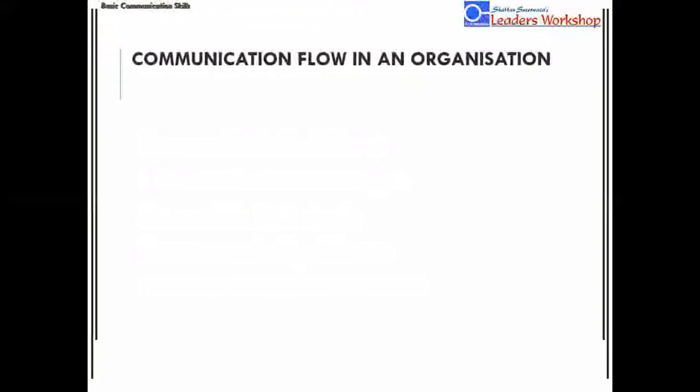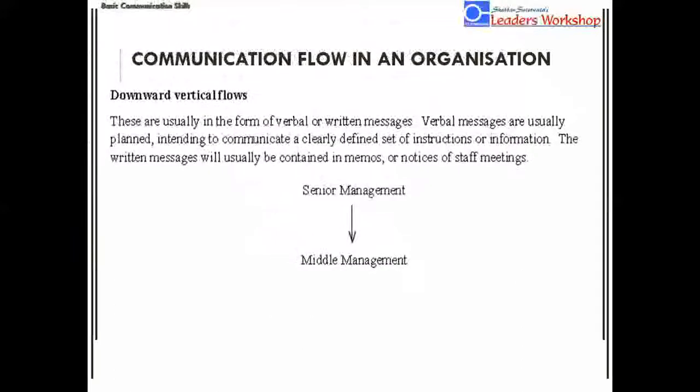Now let's look at the communication flow in an organization. Communication flow in an organization. There is downward vertical flow, okay, which is usually done from the senior management to the mid management all the way to the lower management. So the communication that is done from top management to lower management is called downward vertical flow of information.